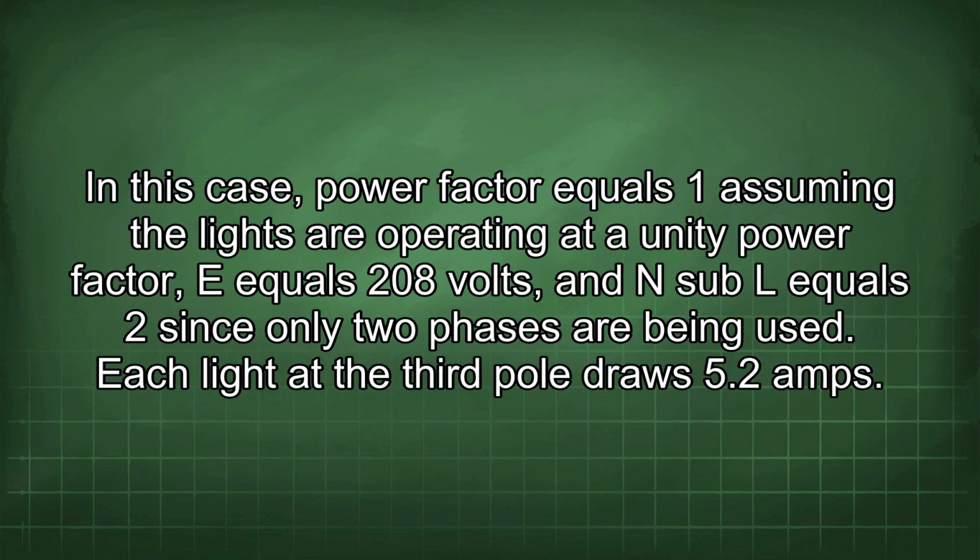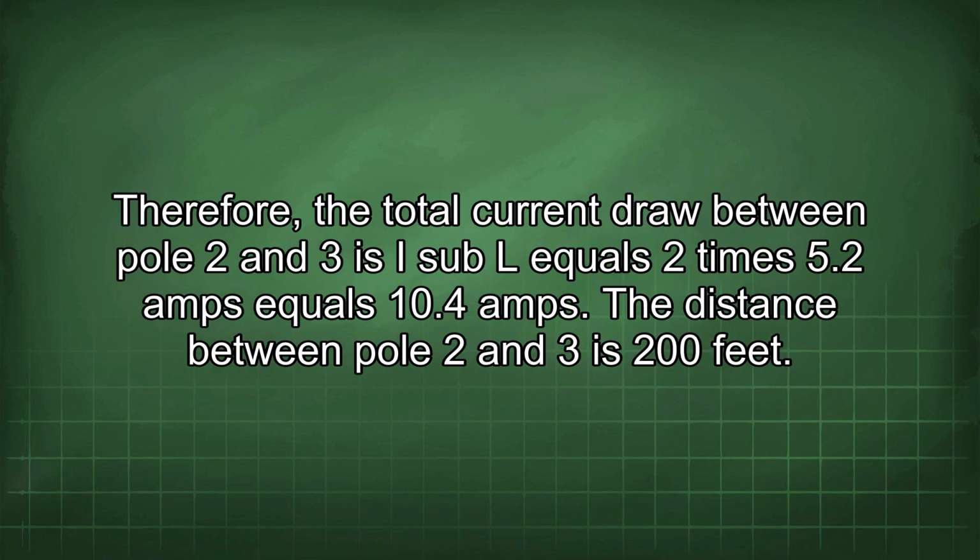In this case, power factor equals 1 assuming the lights are operating at a unity power factor, E equals 208 volts, and N sub L equals 2 since only two phases are being used. Each light at the third pole draws 5.2 amps. Therefore, the total current draw between pole 2 and 3 is I sub L equals 2 times 5.2 amps equals 10.4 amps. The distance between pole 2 and 3 is 200 feet.